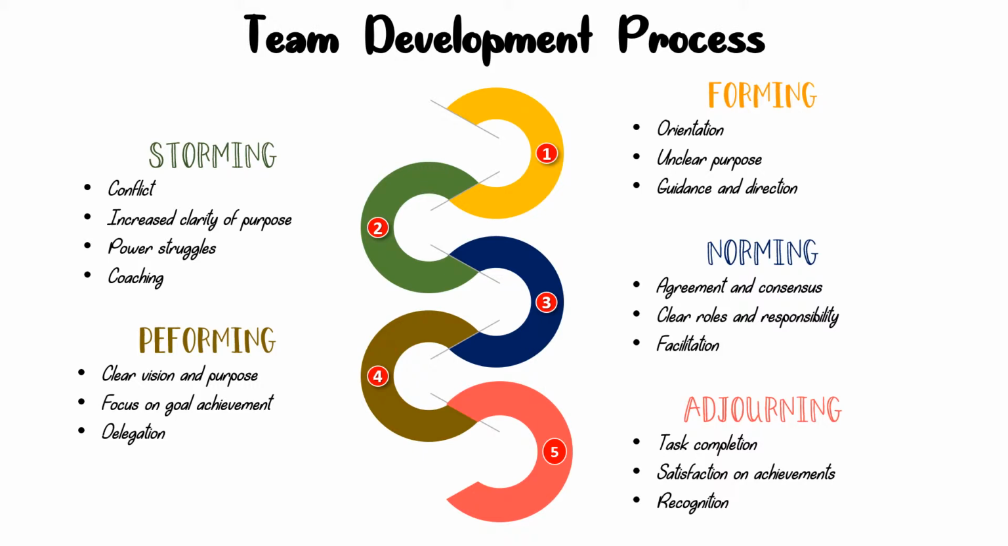The third stage is norming, where members learn to cooperate and begin to work together. The fourth stage is performing. In this stage, the team works together. They are more efficient and display excellent decision making. Conflict is good and dealt with competence.